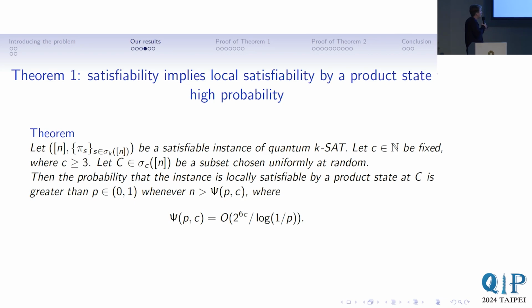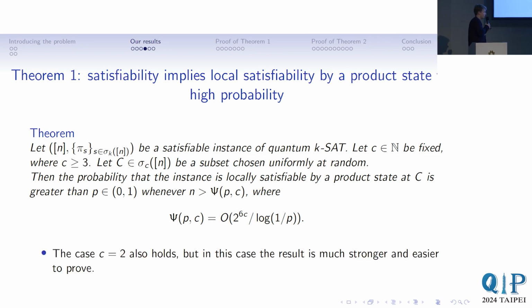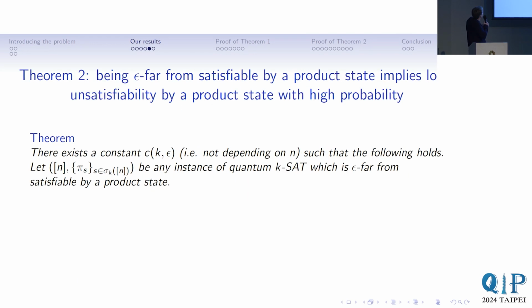if you're satisfiable globally. The case C equals 2 also holds, but in this case, the results are much stronger and easier to prove. I won't talk about that in the talk, but it's in the paper. That's theorem 1. And then theorem 2 is the other way around, that if you're epsilon far from satisfiable by a product state, then you're locally unsatisfiable by a product state with high probability.